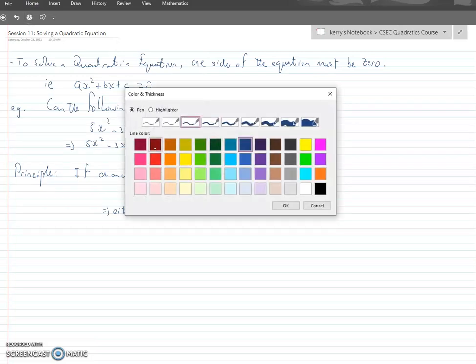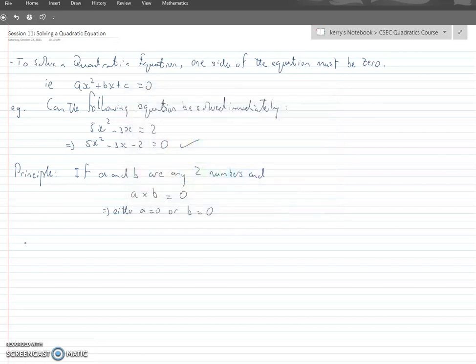So let's jump straight into some examples now. Let's say, for example, we have: solve p into p minus 2 is equal to 0.